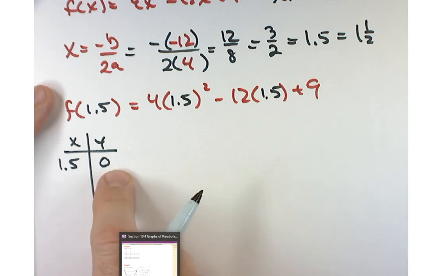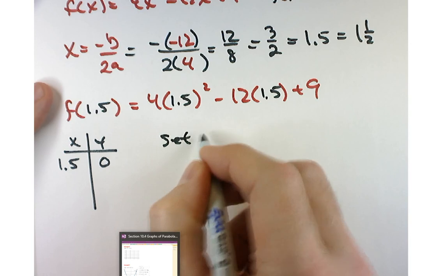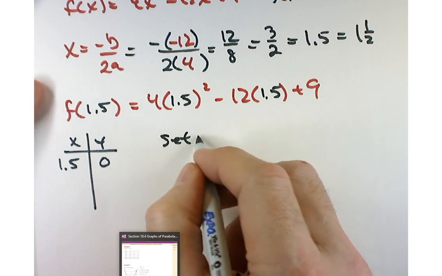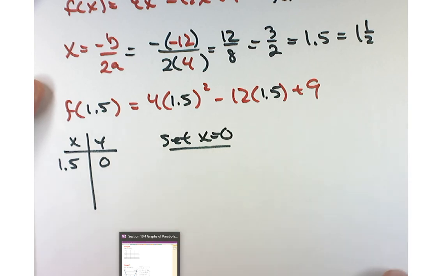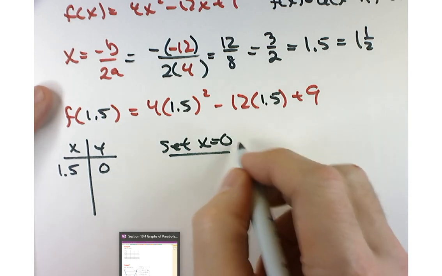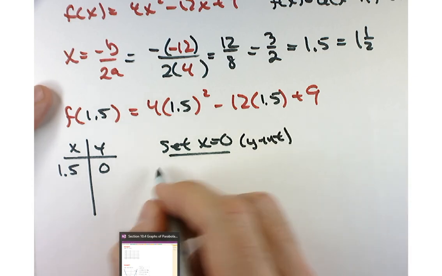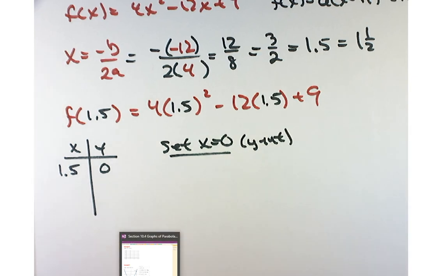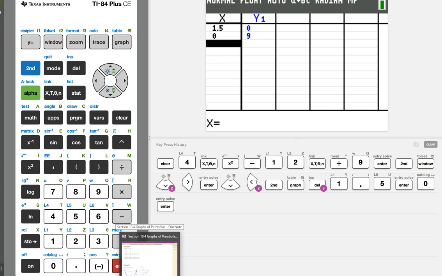You could work backwards. Let's see. If I said x equals 0, let's see what I get for y. That's going to be my y-intercept. And since we've got this nice formula already set up in our calculator, let's be really lazy and plug in x equals 0, and we get y equals 9. So that's our y-intercept.